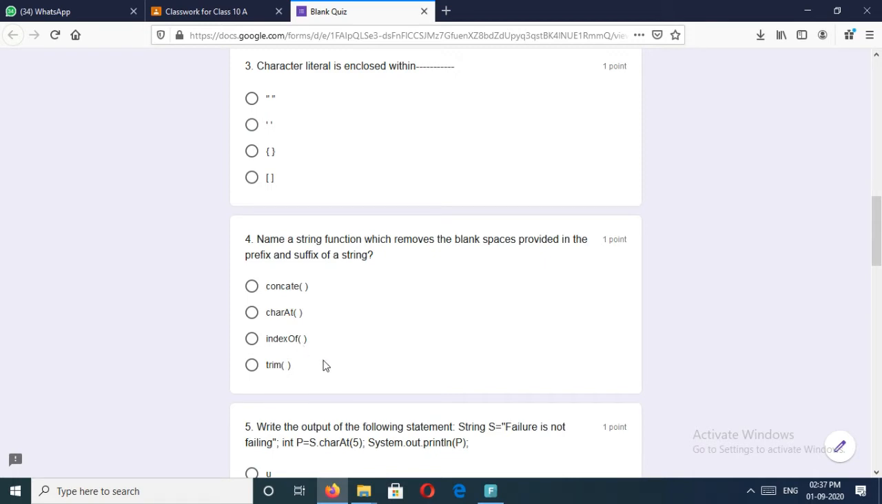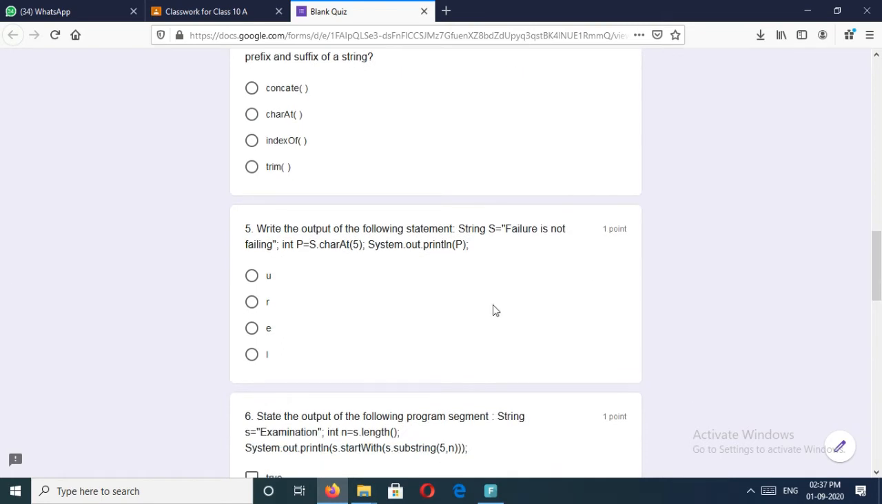What is the use of indexOf? To find the position of the given character. Then the trim function is used to remove the blank spaces provided in the prefix and suffix of a string. And fifth question, write the output of the following statement.